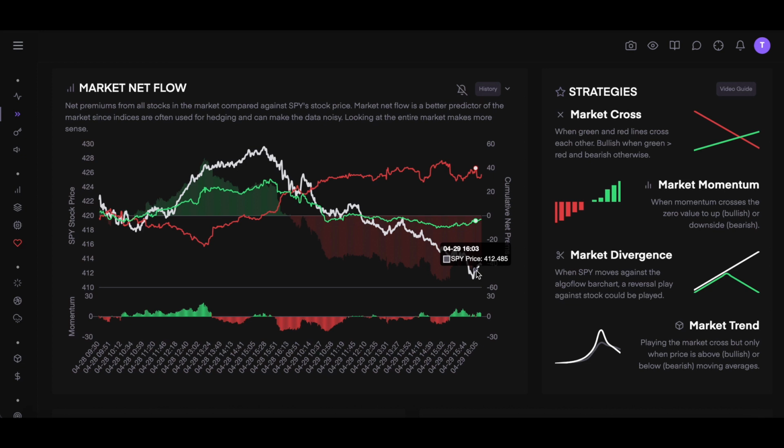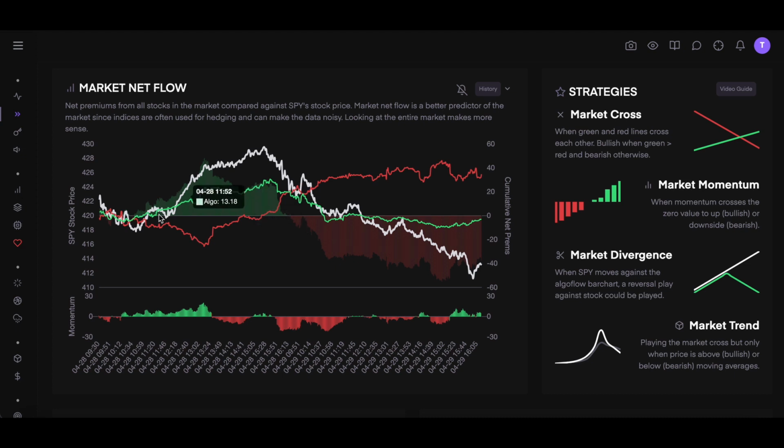Then we'd like to make a reversal play, meaning a bullish play. Here we wanted to make a bearish play, and you can see obviously that worked pretty well. And then the last is the market trend, which is very similar to market cross, but a slight modification of market cross. So once you get a market cross, you should know the direction you want to play.